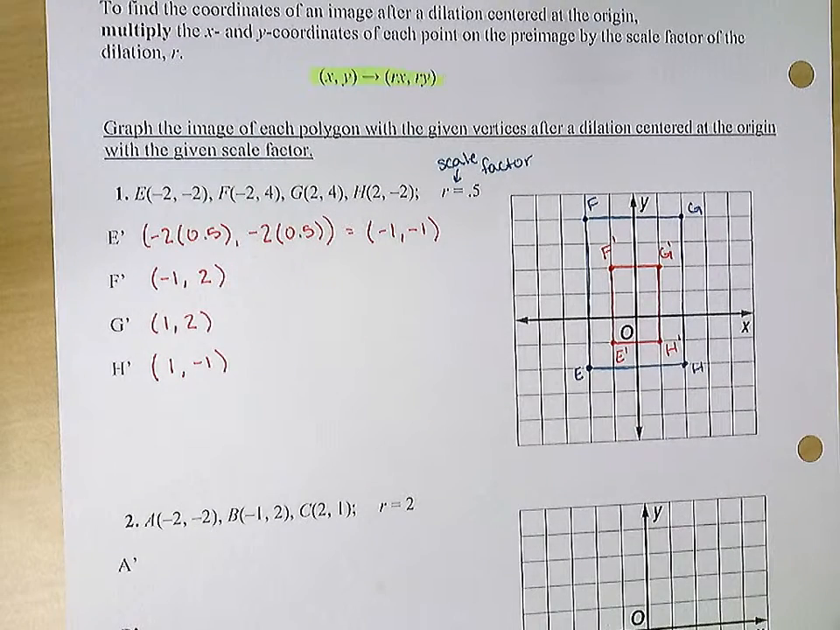Okay, and you can see that it did get smaller. So our scale factor was less than 1. So our figure should get smaller and closer to the origin, since this is centered around the origin. So it should be getting closer to the origin if it is less than 1. It should be further away from the origin if it is greater than 1. And it should get larger then as well. Okay, questions on number 1.